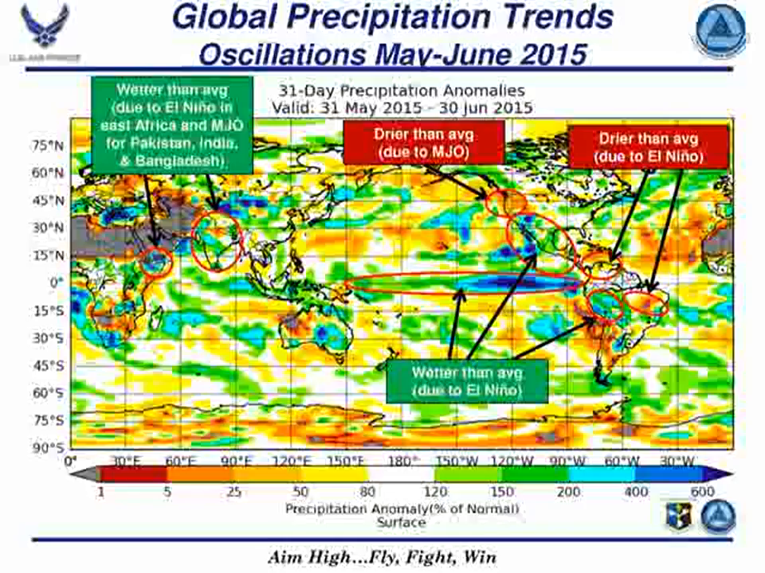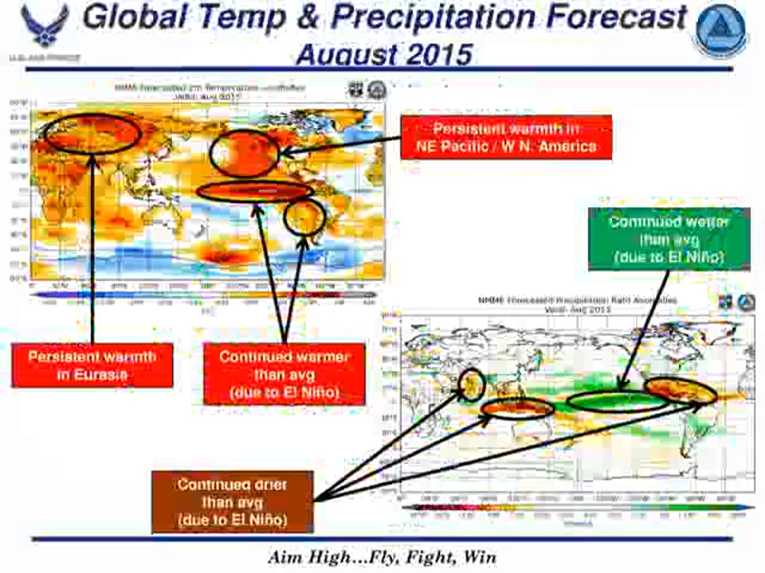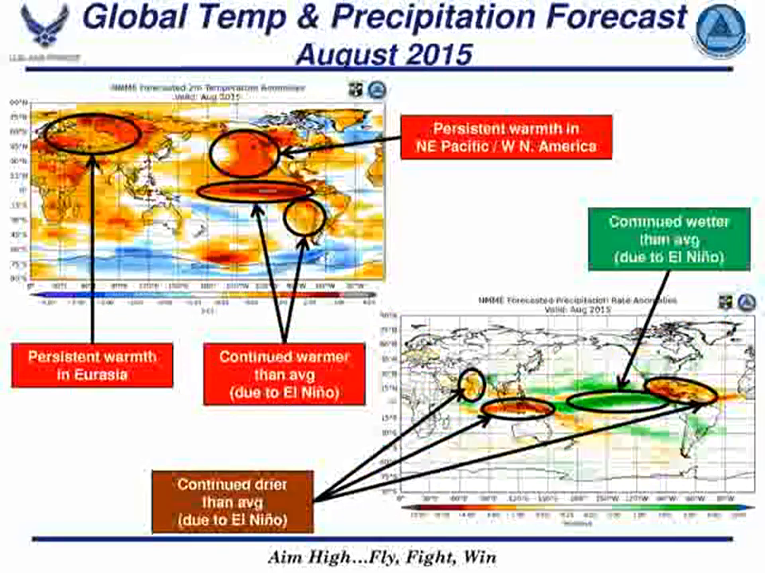Now that we have reviewed current global conditions, let's look to see what is in store for the future. In August, look for continued warmer than average conditions over much of the globe. Expect persistent warmth in Eurasia and above average temperatures off the west coast of South America into the Pacific. Also expect persistent warmth in the Northeast Pacific.